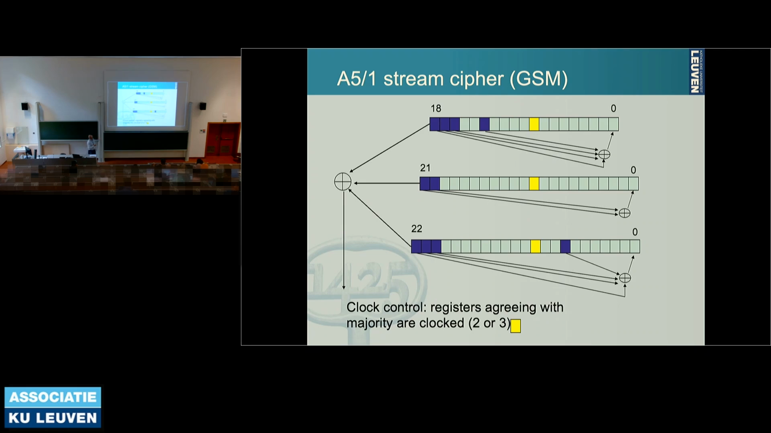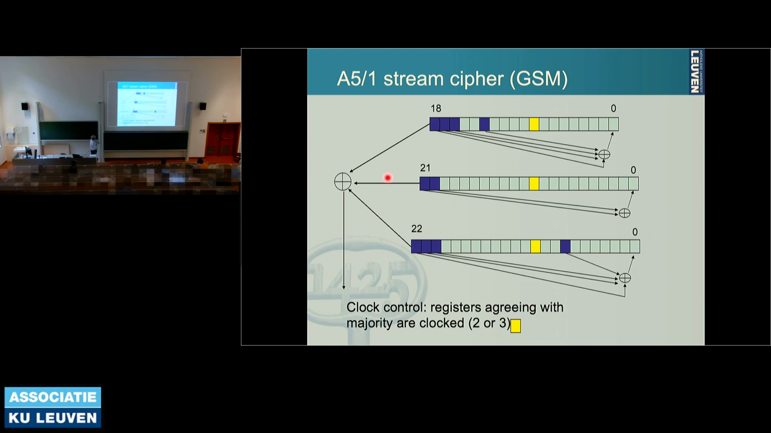If they are all 1, they all agree, or they're all 0, they all agree, so they all update. Otherwise, if it's 2 against 1, only the 2 in the majority update, and the one in the minority just keeps its value. So that gives the stuttering in the clocking, which makes the equations nonlinear.